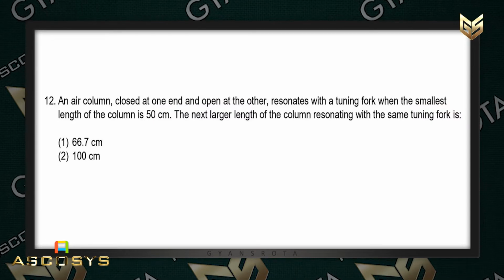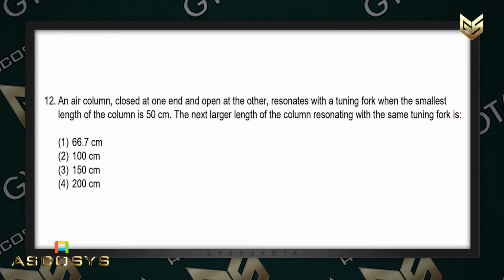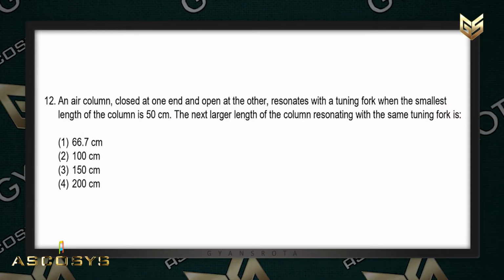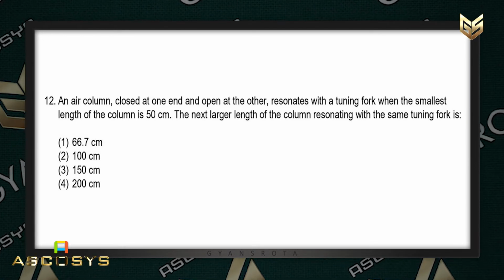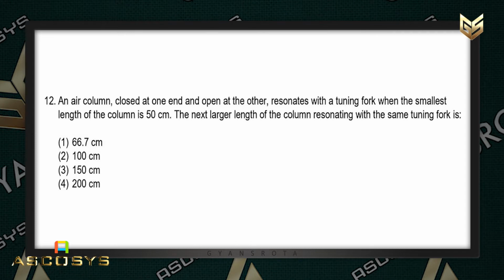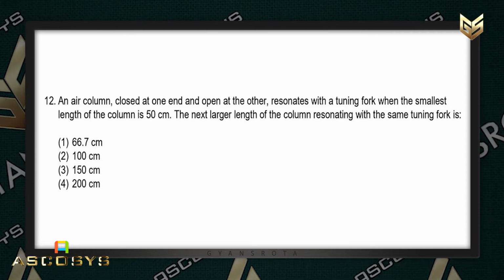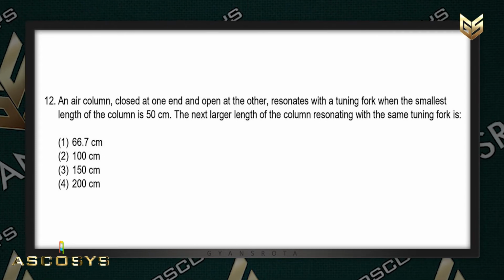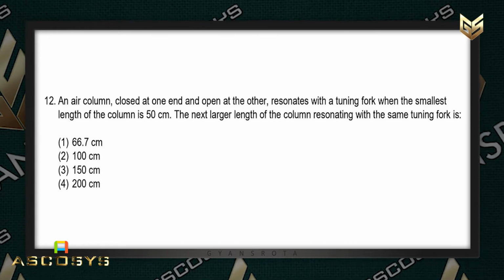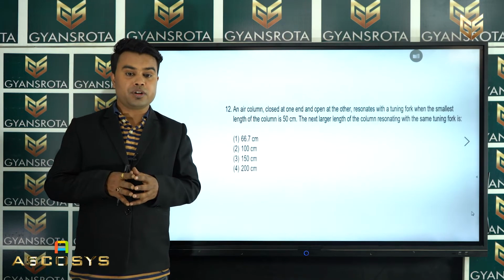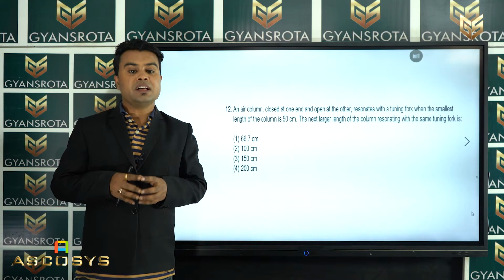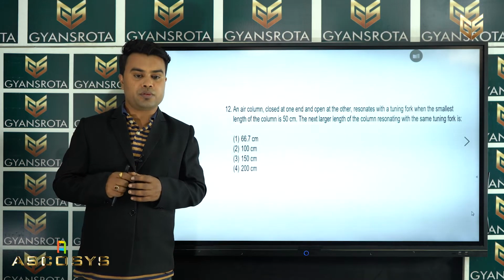So now let us move to the next question, that is question number 12. An air column closed at one end and open at the other resonates with a tuning fork with the smallest length of the column 50 centimeter. The next larger length of the column that resonates with the same tuning fork is, okay, the first one is lambda by 4, you have to use directly lambda by 4. The next one is 3 lambda by 4.